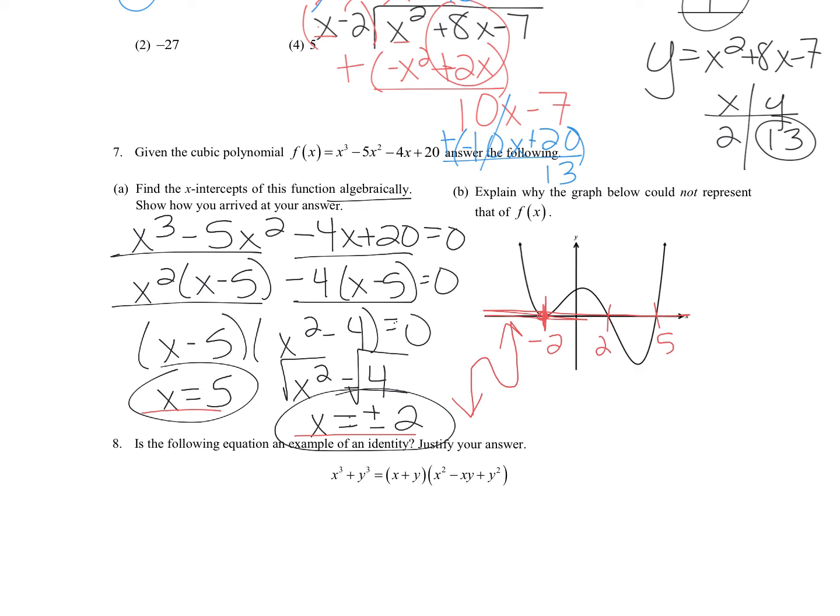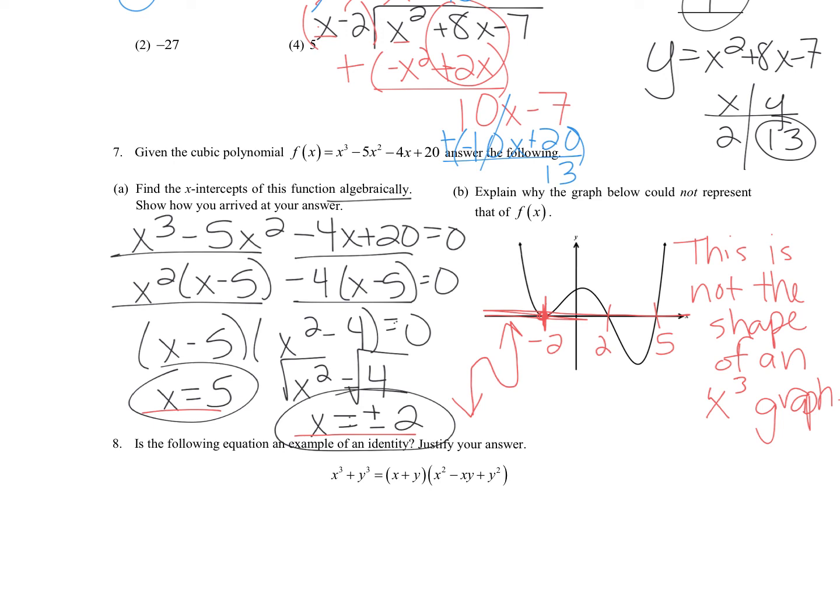So basically, you could write a bunch of stuff. I'm going to write this is not the shape of an x cubed graph. You could write about the double root. There's a lot of different ways you could take that.